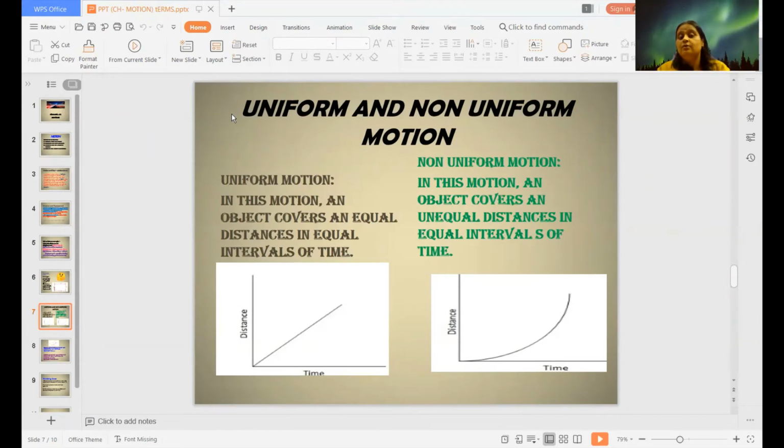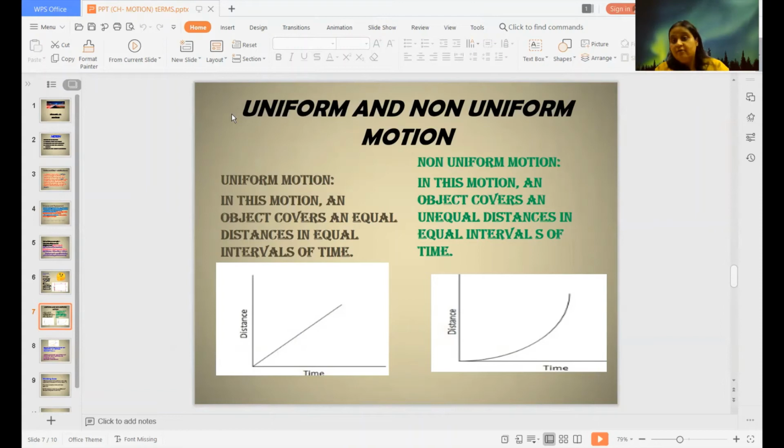So what have you concluded? Speed remains the same. Why does speed remain the same? Because you have covered equal distances, that is 2 kilometers in each half an hour. So equal distances in equal intervals of time. That means distance and time are both increasing in the same manner, so the speed is the same. And the graph you draw between distance and time will give you a straight line, as you do in maths also.